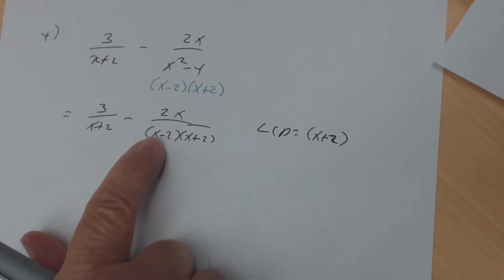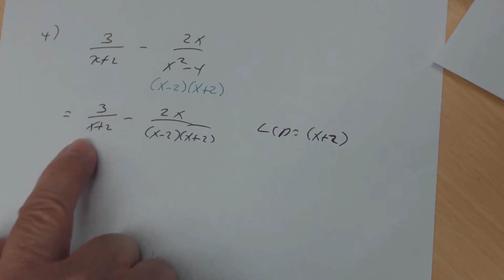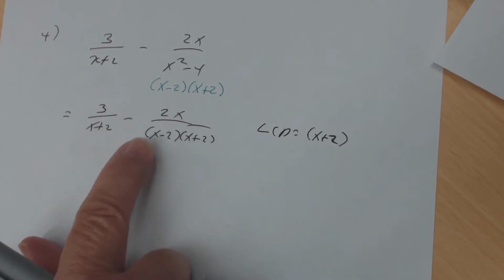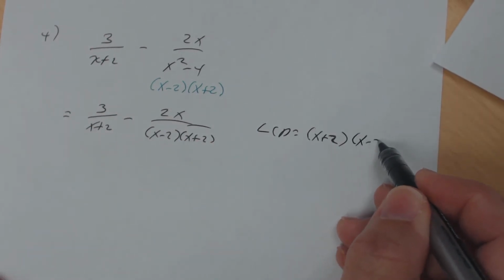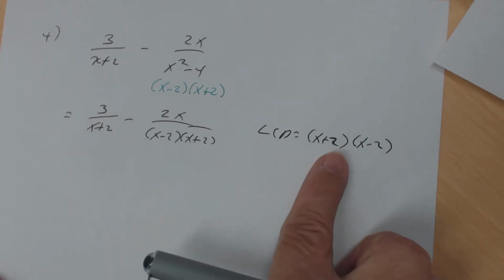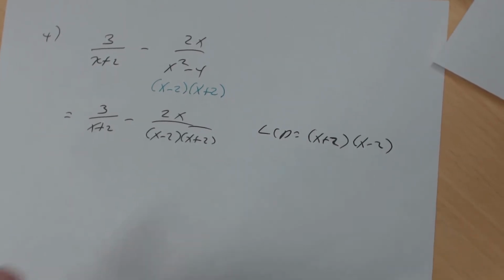All right, the next factor you see is an x minus 2. I don't have any here, so there's none here. There's 1 here, so I need 1. And then I already took care of the x plus 2. That's this one right here. All right, so there's your LCD.